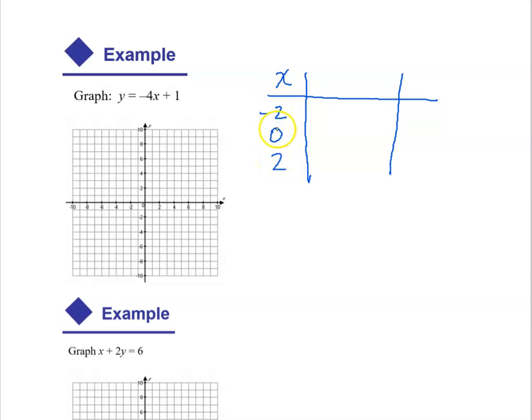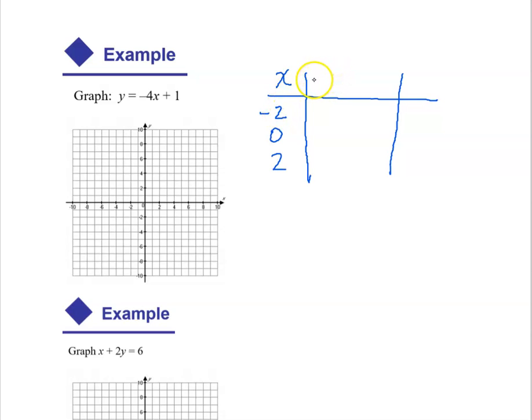And I always pick something that's negative. I usually pick 0, and I pick something that's positive. And these are pretty good points to pick. Now, they won't always work. Sometimes they'll go off your graph. And if that happens, you would need to pick something smaller to make that point be on your graph.